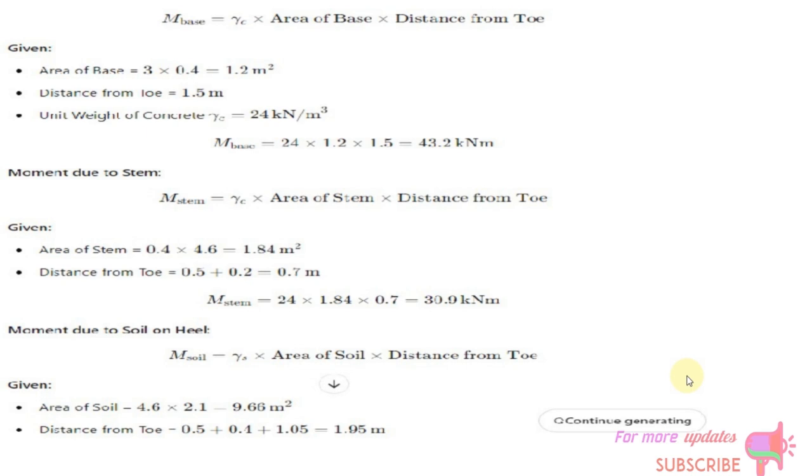Total resisting moment is equal to the summation of stabilizing moments, that is 43.2 plus 30.9 plus 339.1 kN meters. Factor of safety against overturning equals total resisting moment divided by overturning moment, equals 413 divided by 119, which gives the factor of safety against overturning to be 3.47.